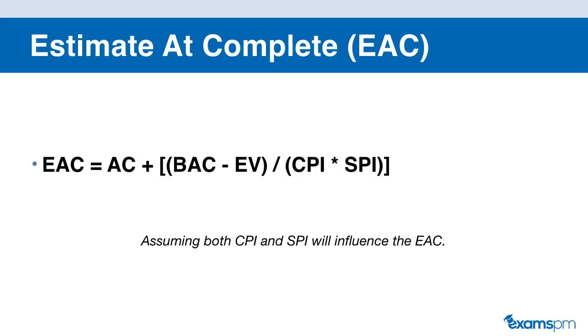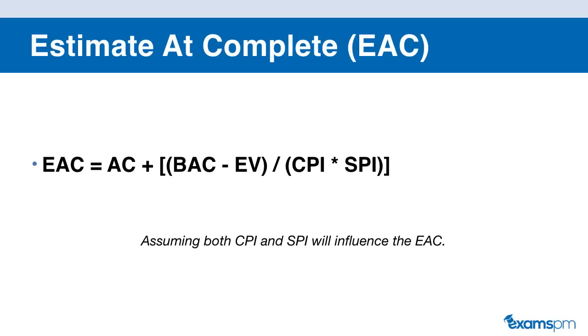The next formula for EAC is very similar to the one that we just saw. So in this formula, we are adjusting the number that we're getting by both the cost performance index and the schedule performance index. The assumption you're making here is that both the CPI and the SPI will influence the EAC. So in this formula, we still start with the AC, the actual cost. So this is how much we spent so far.